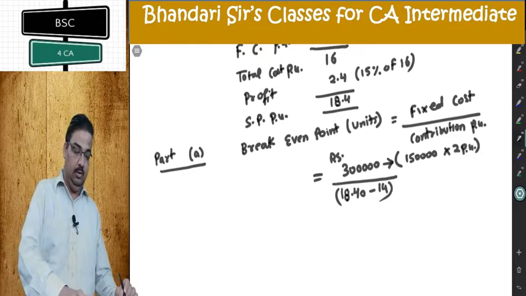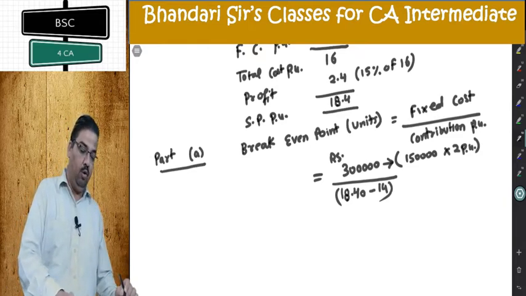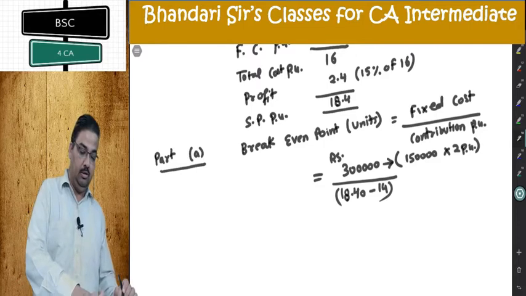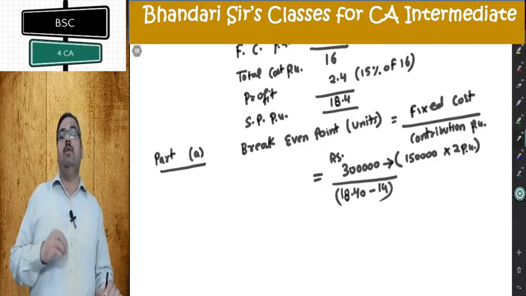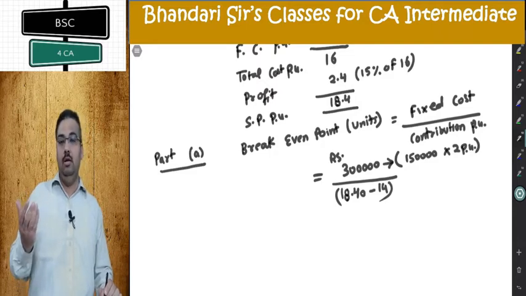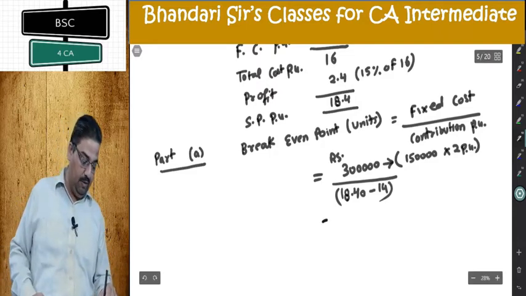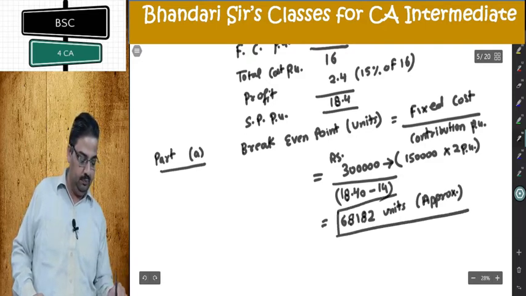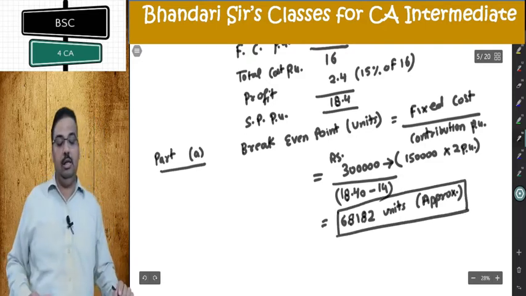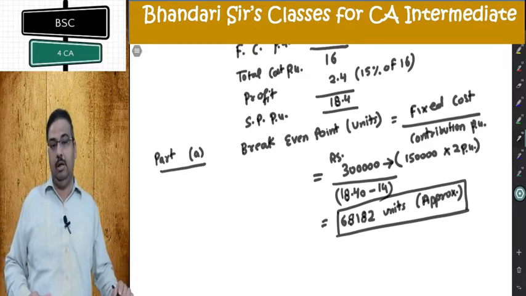So 3 lakh divided by 4.4 gives me one odd figure, but I have to take an approximated figure. Units cannot be sold in fraction. So you have to take the approximate figure 68182 units approximately as break-even point. So in units, 68182 approximately.